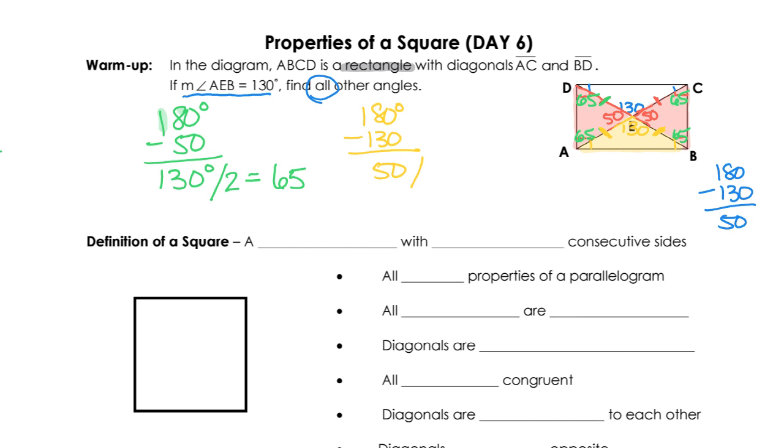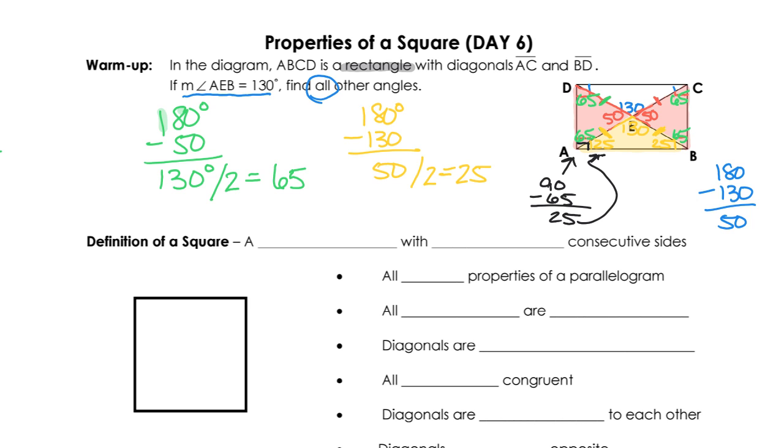But that 50 has to be split equally between the two base angles, and so we end up with 25. So this is 25 and this is 25. The other reason that has to be 25 is, remember guys, this angle here is 90, and 90 take away 65 would have left us with 25 as well. So just a different way of getting it.